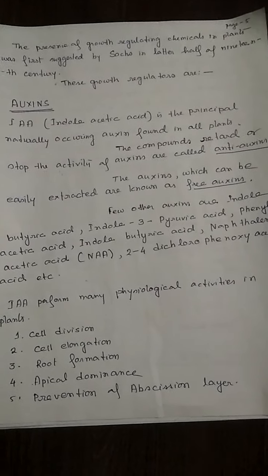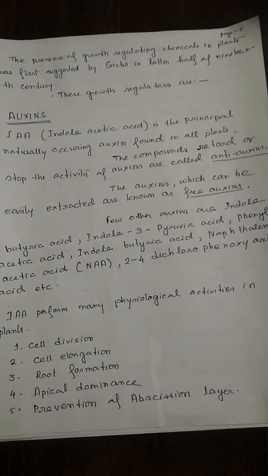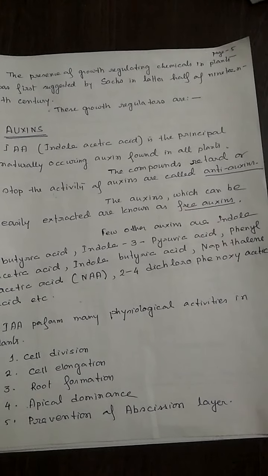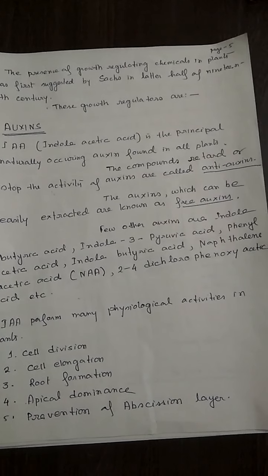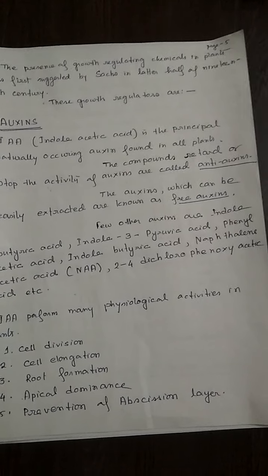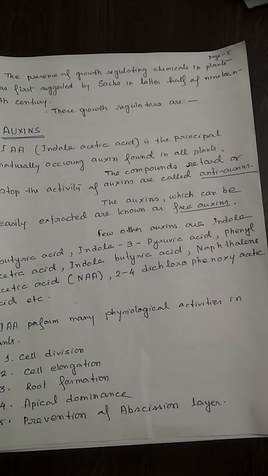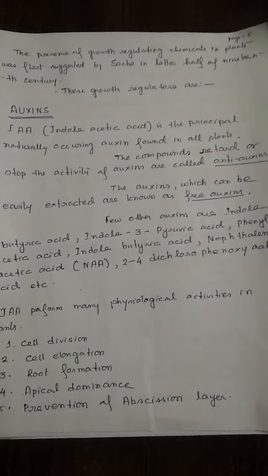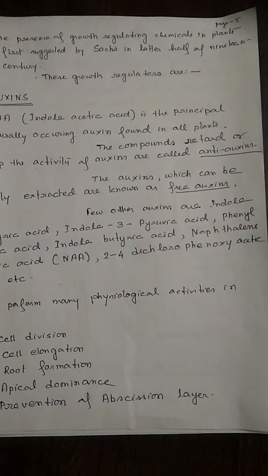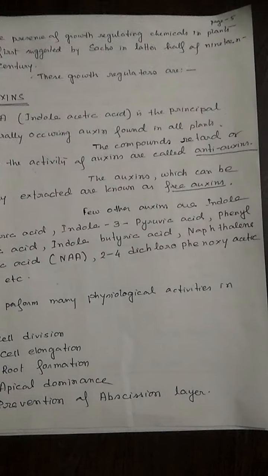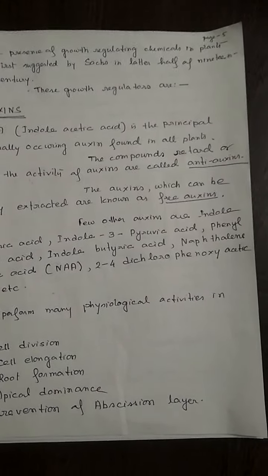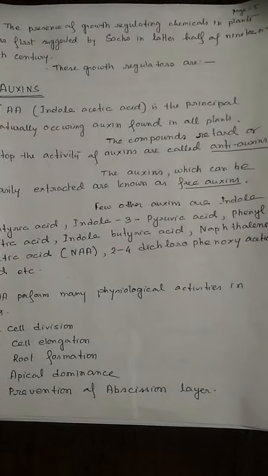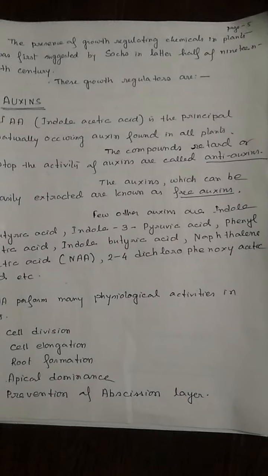Number one is auxin. Auxins are one of the most important groups of plant hormones. Auxins were the first to be identified as a growth hormone, and IAA, that is indole acetic acid, is the principal naturally occurring hormone. The compounds which stop the activity of auxin are known as antiauxins, and the auxin which can easily be extracted from the plant is known as free auxin.